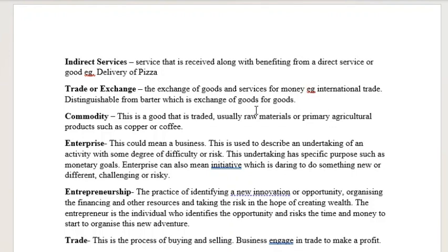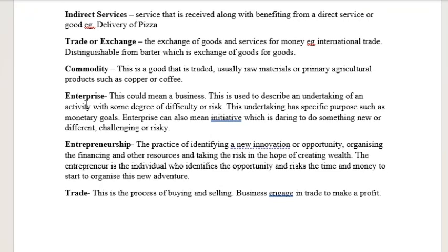For example, international trade, distinguished from barter, which is the exchange of goods for goods. You have to make a sort of payment in the trade or exchange of goods through an international agency. We have a commodity. This is a good that is traded, usually raw materials or primary agricultural products such as copper or coffee. You get a lot more, bananas, yeast, and stuff like that are other examples.